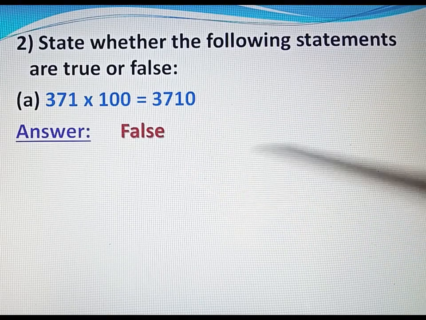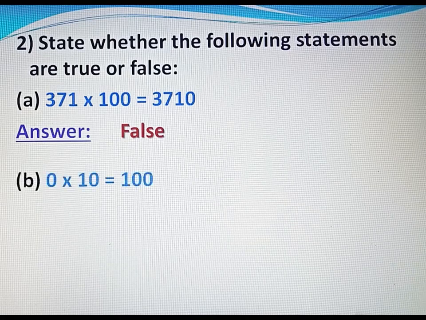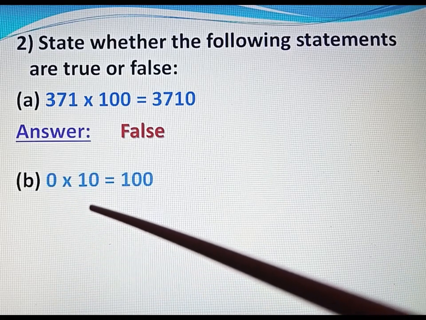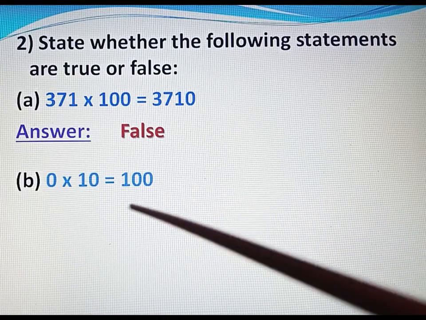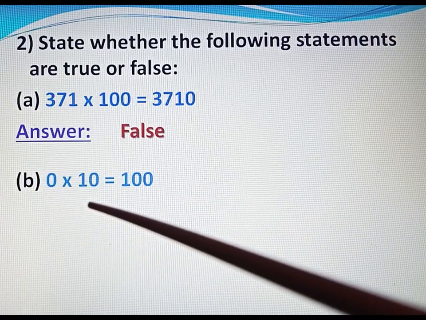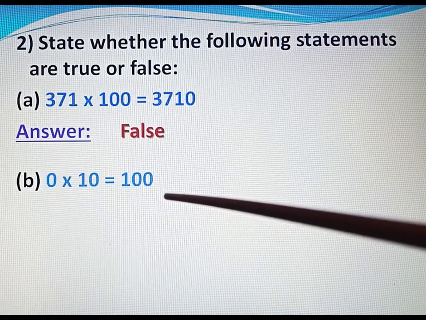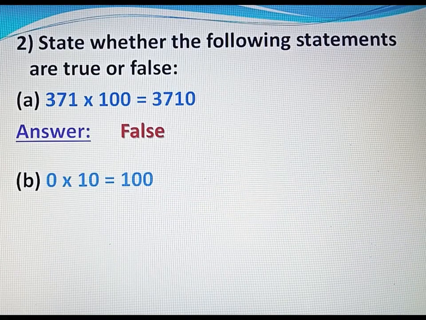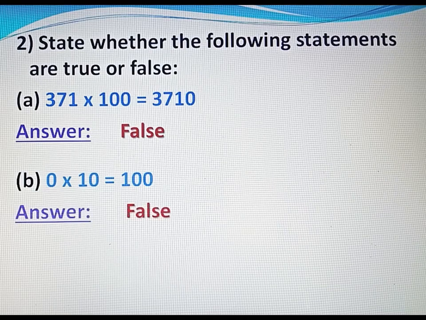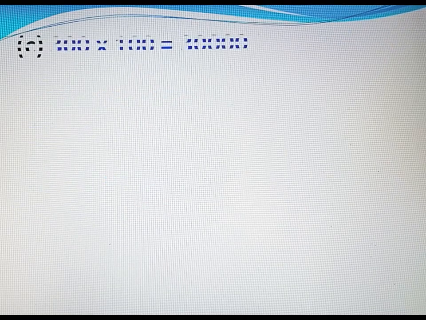Answer: false. B part: 0 multiply 10 equal 100. See, as we have learned in property that if we multiply 0 by any number, then the product comes 0, but here 100 is the answer. So this statement is false. Answer: false.